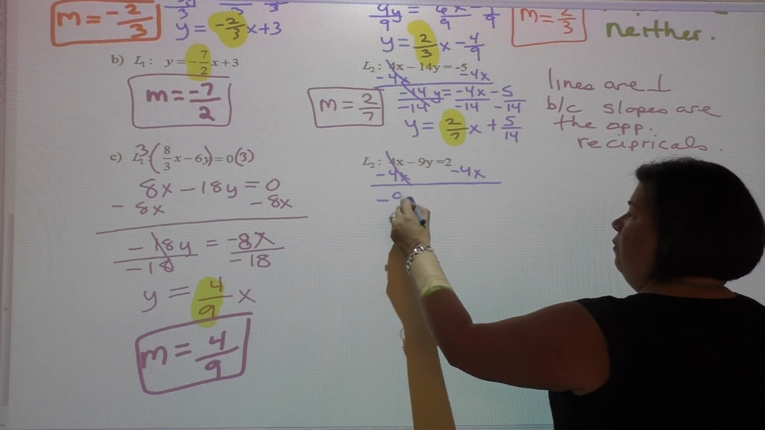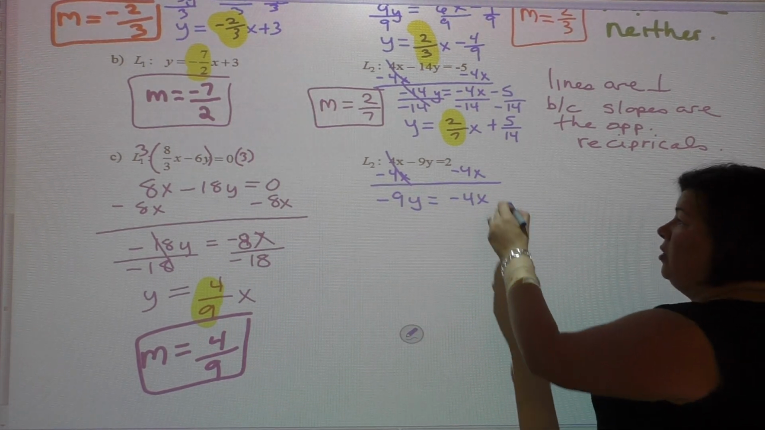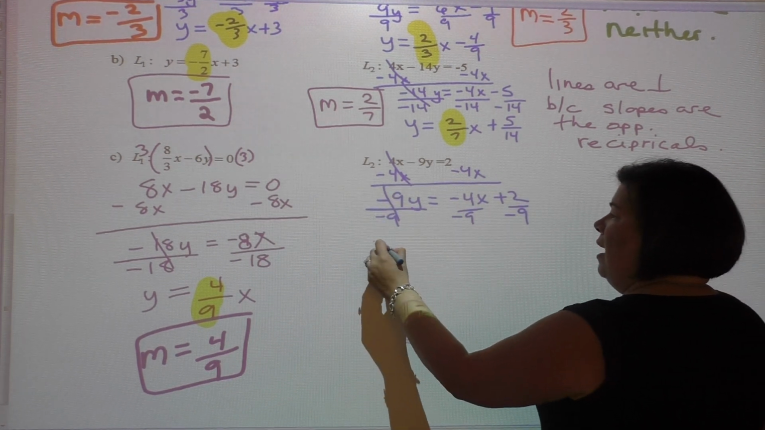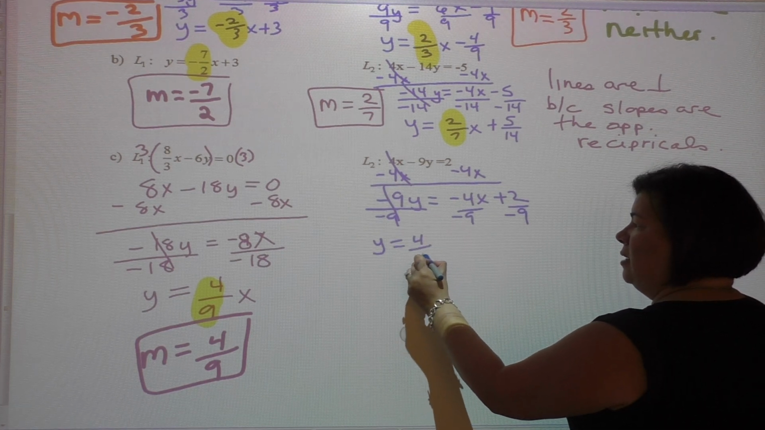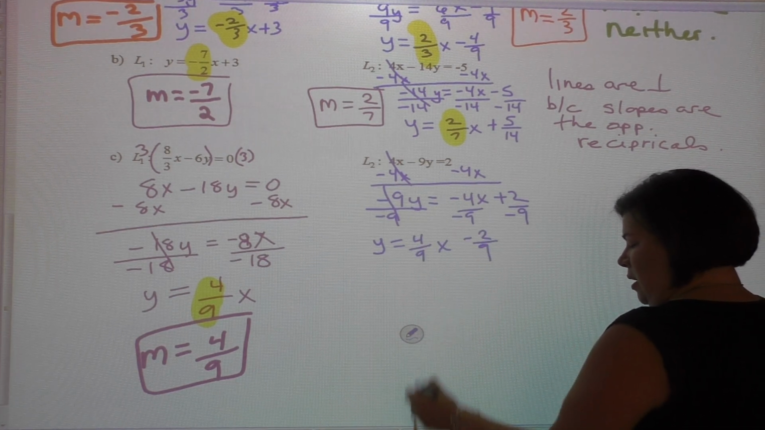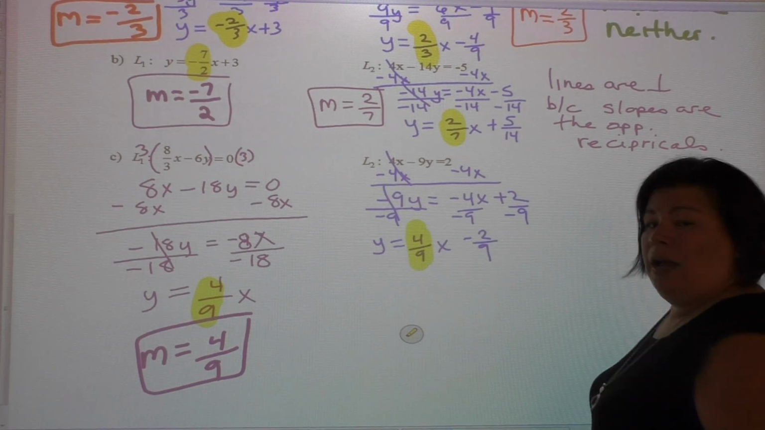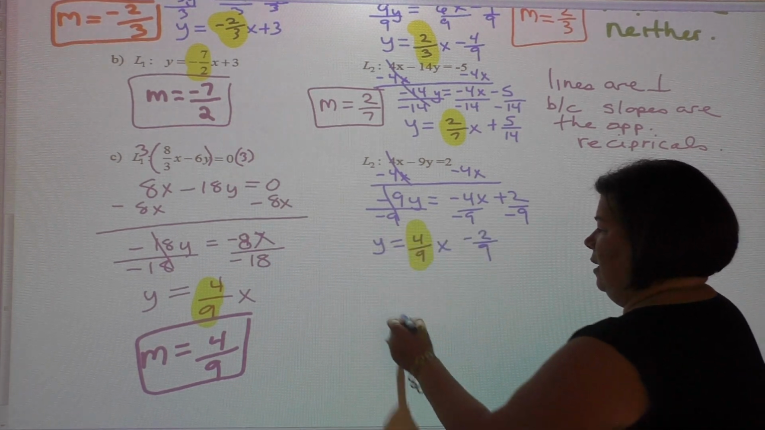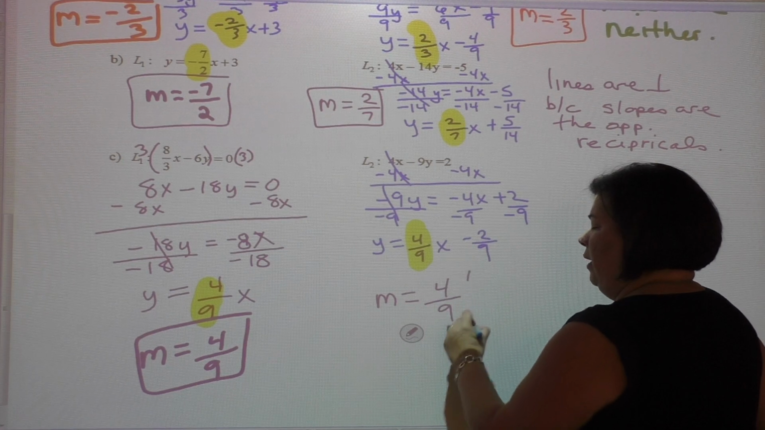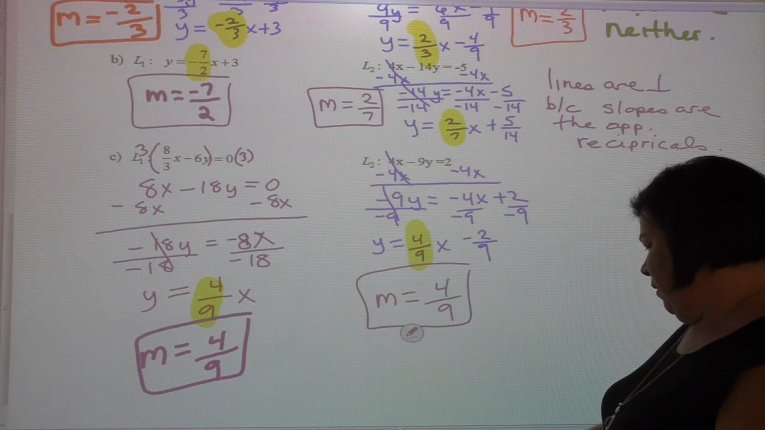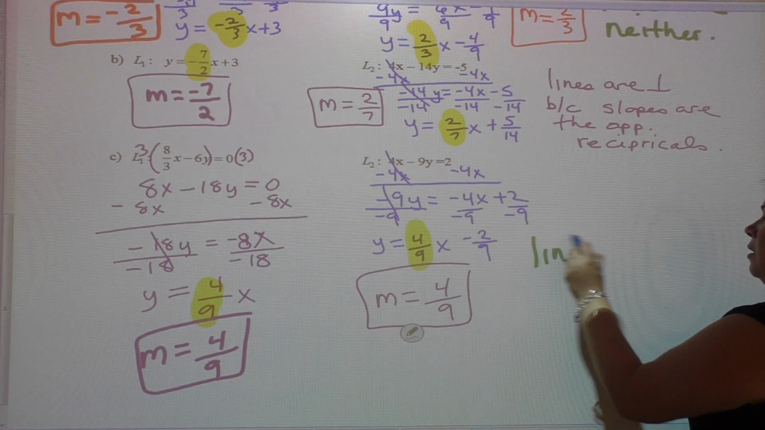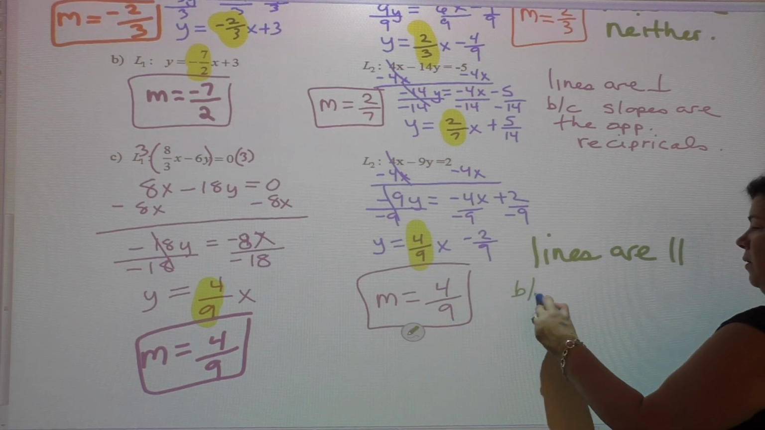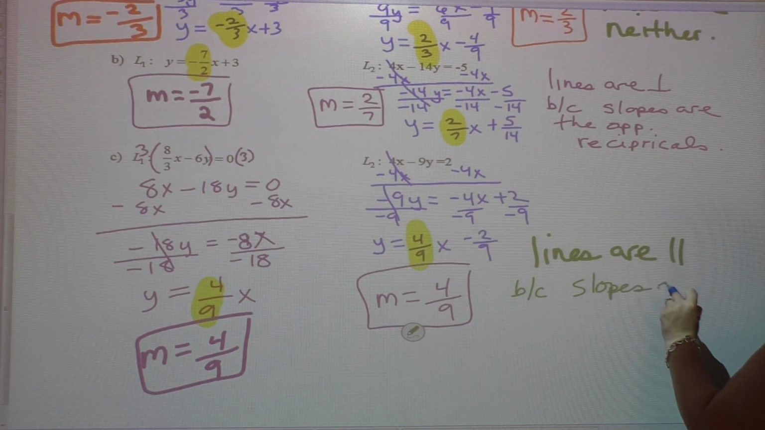We're going to get negative 9y equals negative 4x plus 2, divide by negative 9, every single term. Y equals positive 4/9 x minus 2/9. Again, all I want to concentrate on is that slope. Notice that the slopes are identical, and since the slopes are identical, we know the lines must be parallel. So, lines are parallel because slopes are the same.